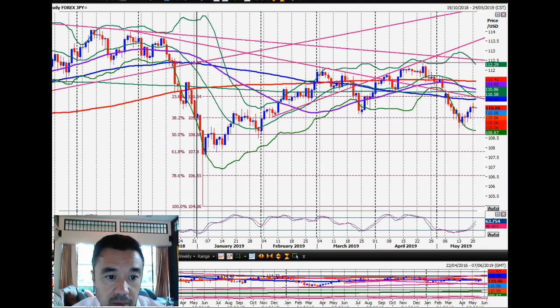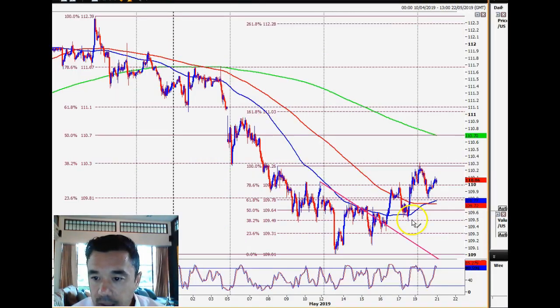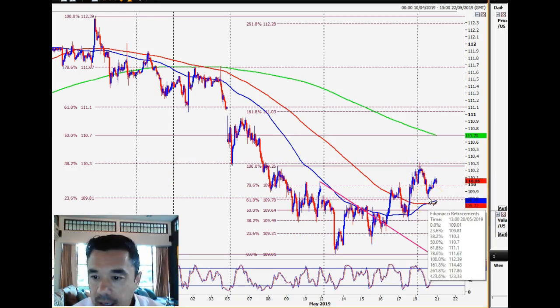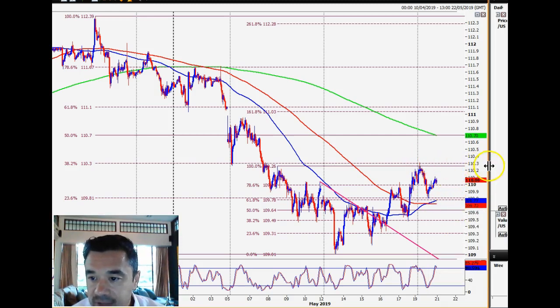You can see actually really nicely how the fib levels are just working perfectly here. We topped out at the 38% fib at 110.30. We dipped down to good support down here at 109.80, and we just bounced off it. So clearly those levels will be the important levels again for today: 109.85, 109.80, and 110.25, 110.30.